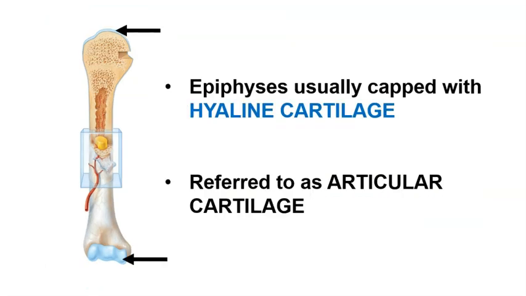The epiphyses of long bones, as I mentioned, are typically associated with joints that connect to other bones. Each epiphysis is capped with a thin layer of hyaline cartilage to protect the ends of the long bone, as well as reduce friction when the bones move at that particular joint. These thin caps of hyaline cartilage are referred to as articular cartilage.